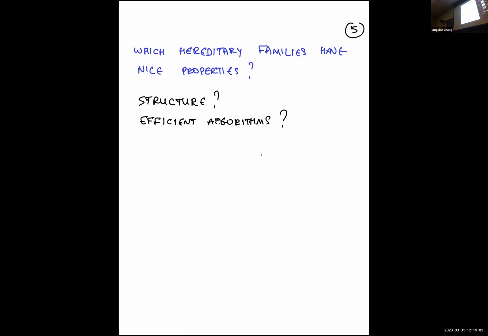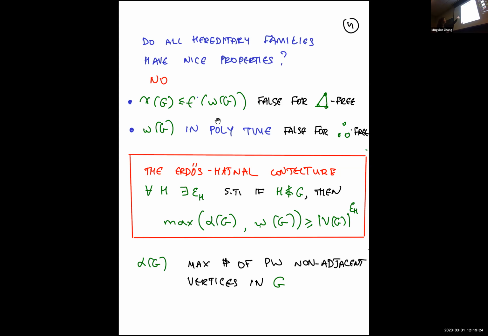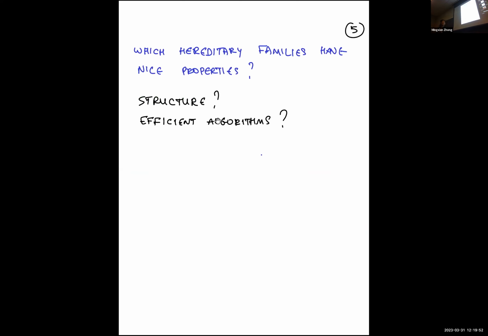With all of this, what we're going to ask now is which hereditary families are nice? There are many things you can use to define niceness, but I'm going to focus on two things: structure and algorithms. Of course, structure and algorithms are closely related. A question that I will not talk about is this first bullet up here. I will not think about the connection between the chromatic number and the clique number, even though there's a lot of work on it. In fact, just this week I participated in an online research workshop which was exactly about that: graphs with chromatic number bounded by a function of the clique number. But I've had enough of that, so we're just going to do structure and algorithms.